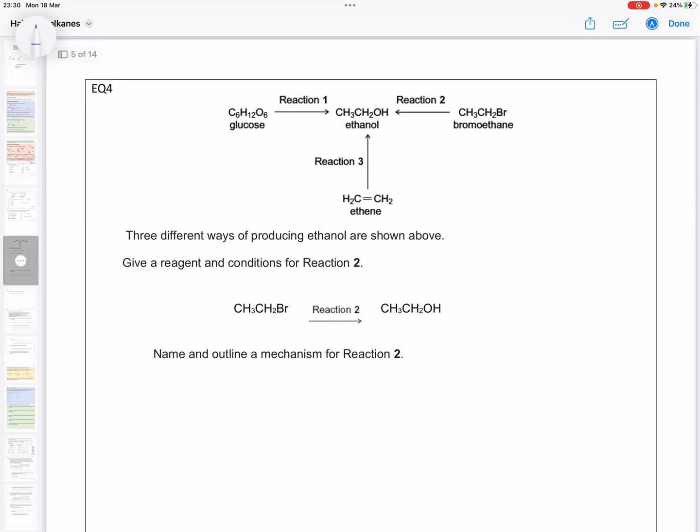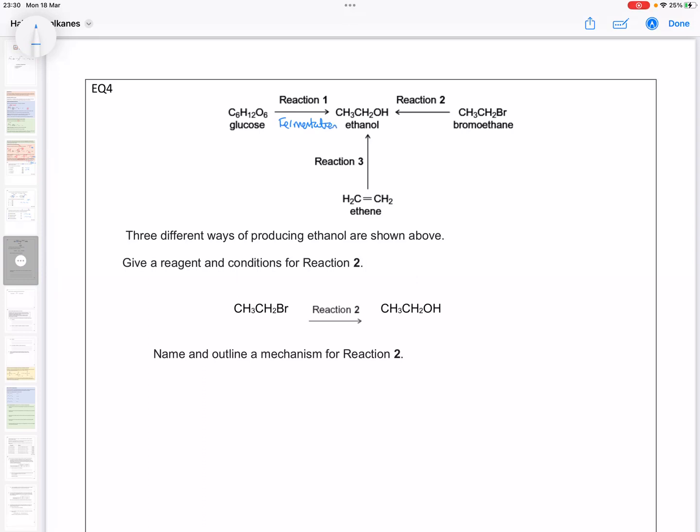Exam question 4. 3 different ways of producing ethanol are shown above. So in reaction 1, I'm just going to annotate it a bit for you here. We've got glucose to ethanol. Glucose, which is a form of sugar, to ethanol is our fermentation reaction.